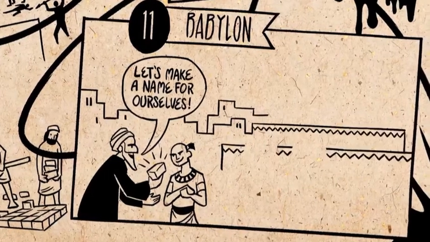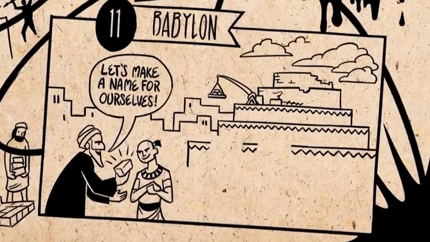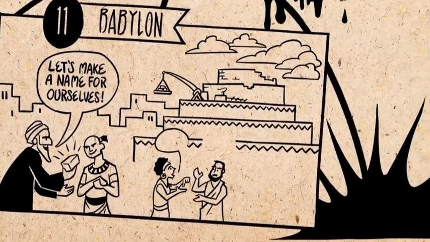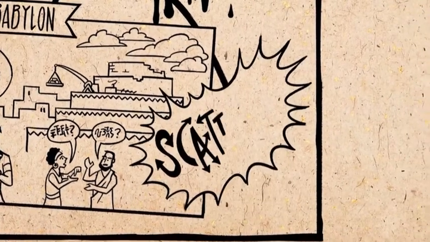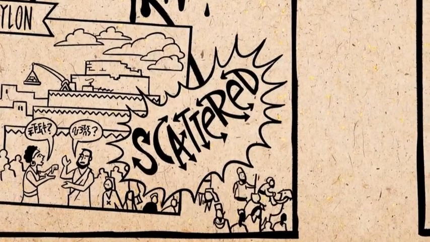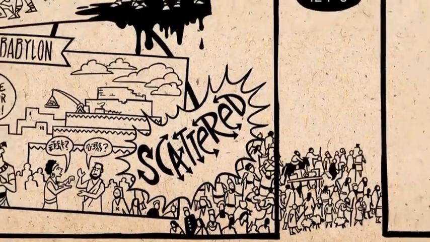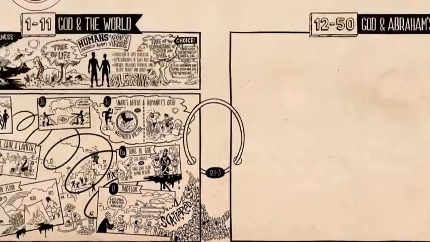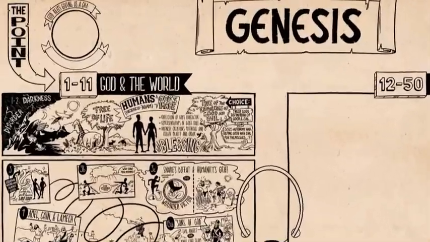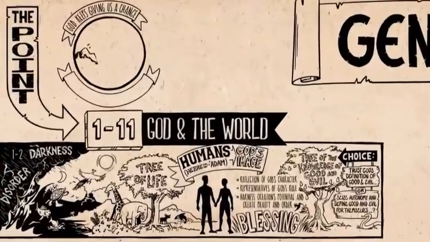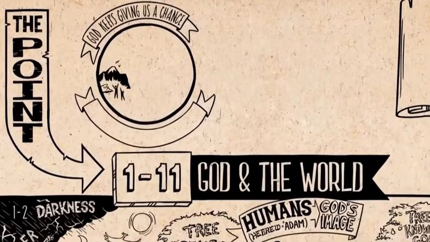It's an image of human rebellion and arrogance. It's the garden rebellion now writ large. And so God humbles their pride and scatters them. Now, this is a diverse group of stories, but you can see they're all exploring the same basic point. God keeps giving humans the chance to do the right thing with his world, and humans keep ruining it.